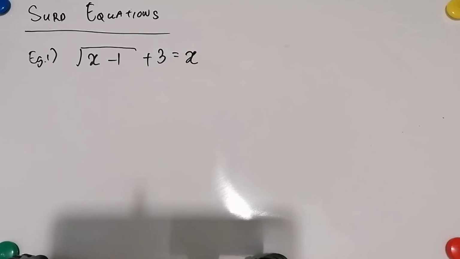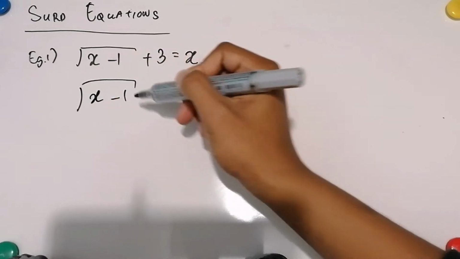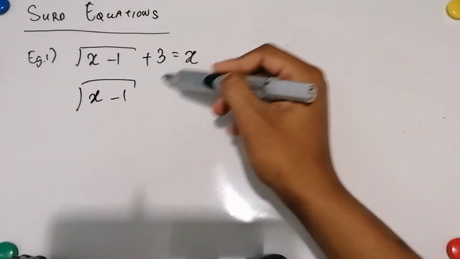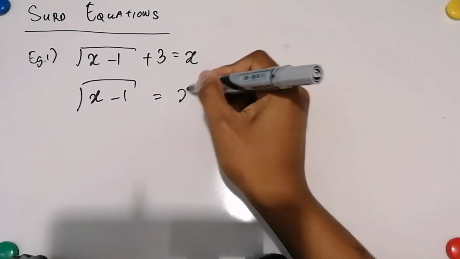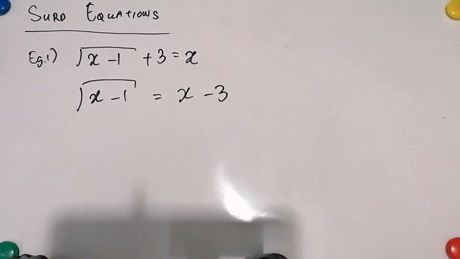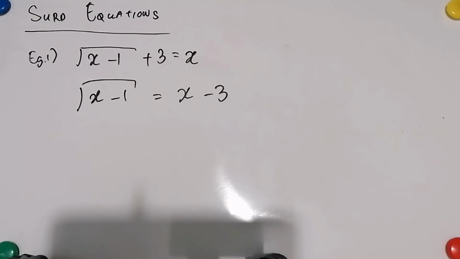In this video, we're going to learn how to solve surd equations. So first of all, we'll start by isolating the surd. What that means is simply to get the square root all on its own. So, to do that, I'll have to subtract 3 on both sides. That will cancel this positive 3, and then we have a negative 3 on the right hand side. Or you could just say, take it over, the 3 becomes negative, like we usually do.